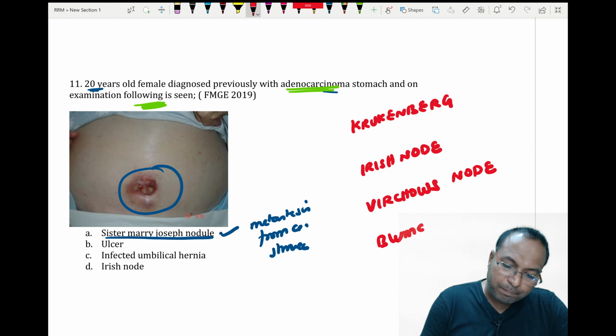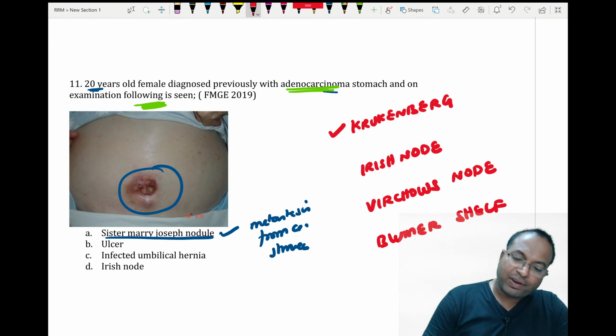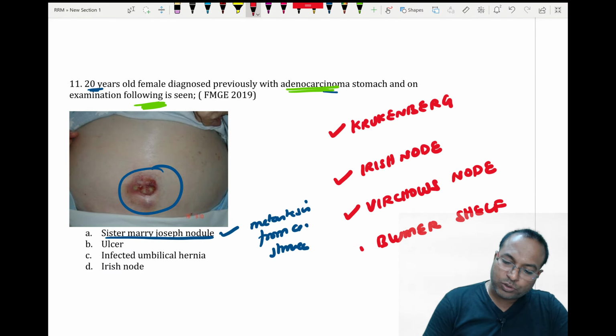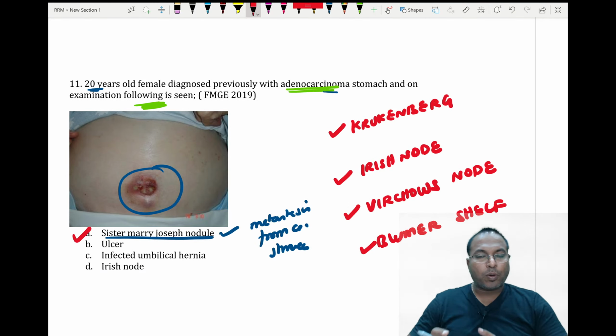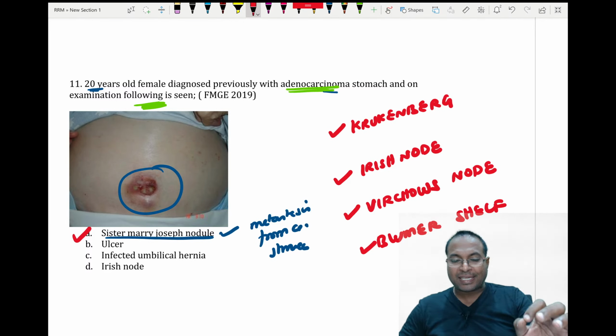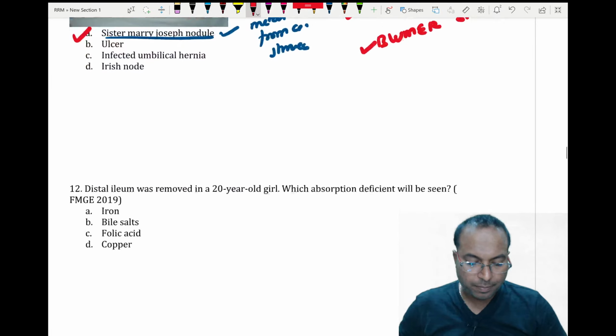Blumer's shelf is a deposit in the pouch of Douglas. So all these are metastatic findings: Krukenberg's tumor, Irish node, Virchow's node, Blumer's shelf, Sister Mary Joseph nodule. All these are cancer stomach metastatic deposits.